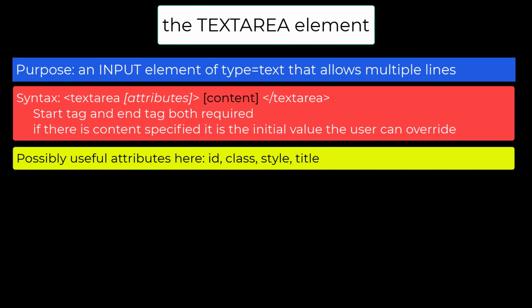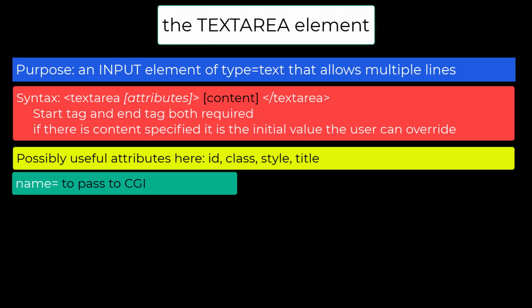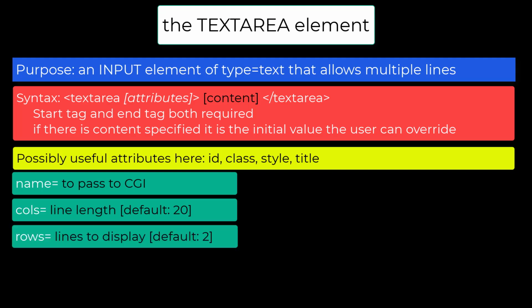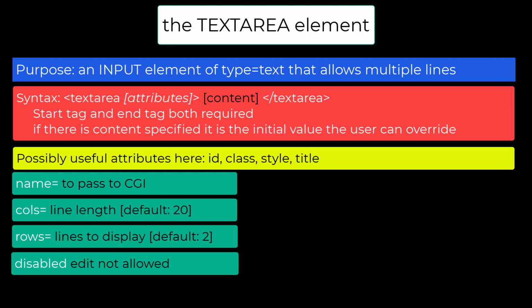Useful attributes for text area: ID, class, style, title, as in previous elements. Name is the name to pass to a CGI. Cols is a positive integer indicating the maximum allowed line length within the text. The default is 20. Rows, a positive integer indicating the maximum number of lines to display. The default is 2. Disabled is Boolean. The user cannot edit. It can be turned on and off under script control, which might be useful.